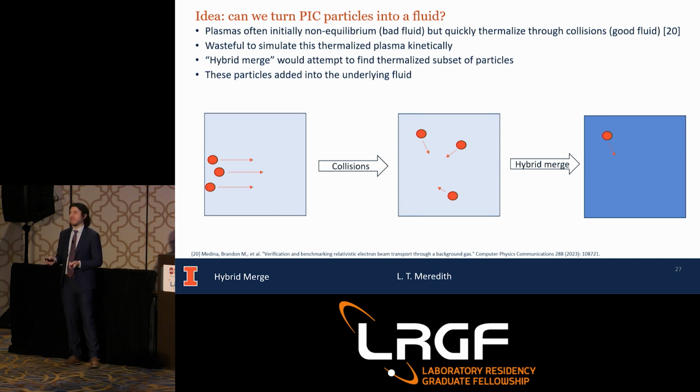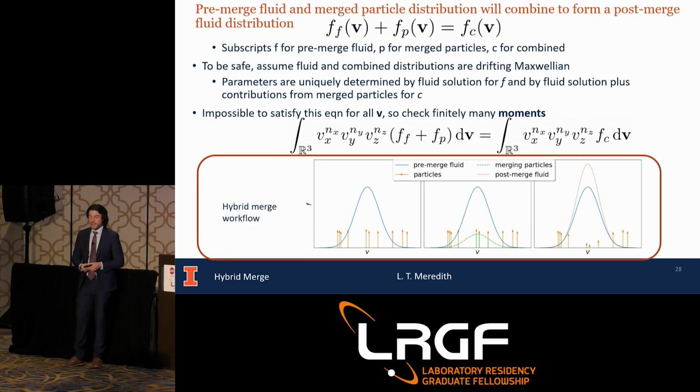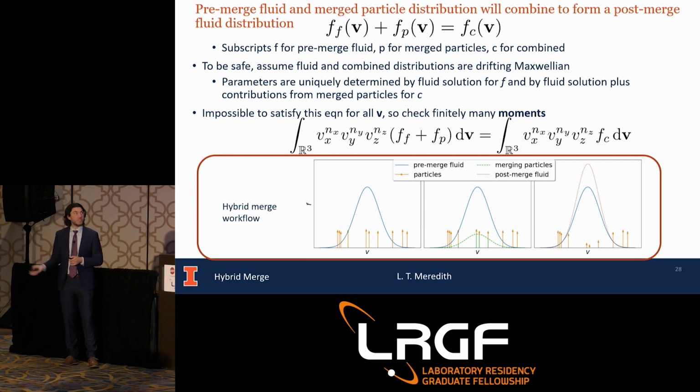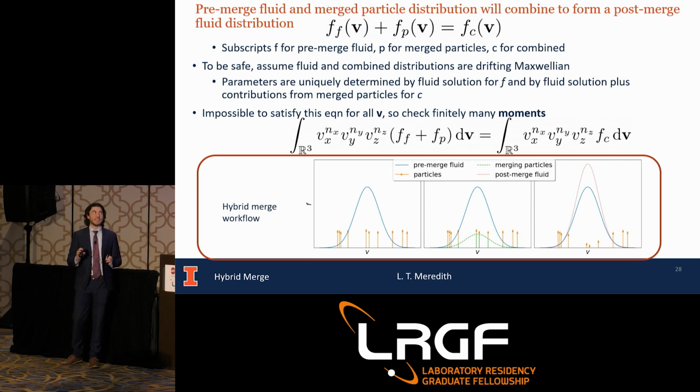And it's wasteful to simulate this newly thermalized plasma kinetically. And so ideally we want a hybrid merge method, as I call it, to attempt to find thermalized subsets of particles and add those into the underlying fluid. And the way that I approach this problem is to work backwards. So assuming that I have a given subset of particles, a weighted subset of particles that I want to merge into the fluid, it's going to combine with the fluid to form a combined distribution. And that combined distribution has to be a good fluid, and that imposes some constraints that we can then back propagate onto the particles that we've selected or guessed.